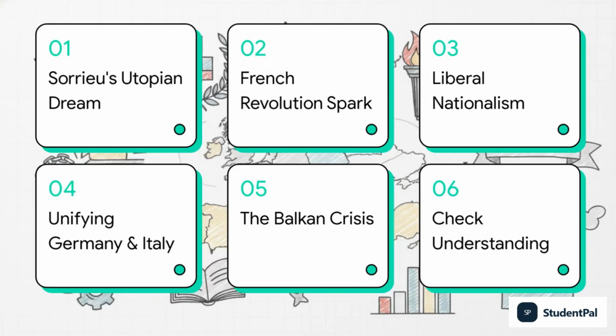To make this whole chapter super easy to digest, here's our game plan for today. 1. Sorrieu's utopian dream. 2. The French Revolution spark. 3. The rise of liberal nationalism. 4. Unifying Germany and Italy. 5. The Balkan crisis. And finally, 6. Check your understanding to make sure you are totally board exam ready.